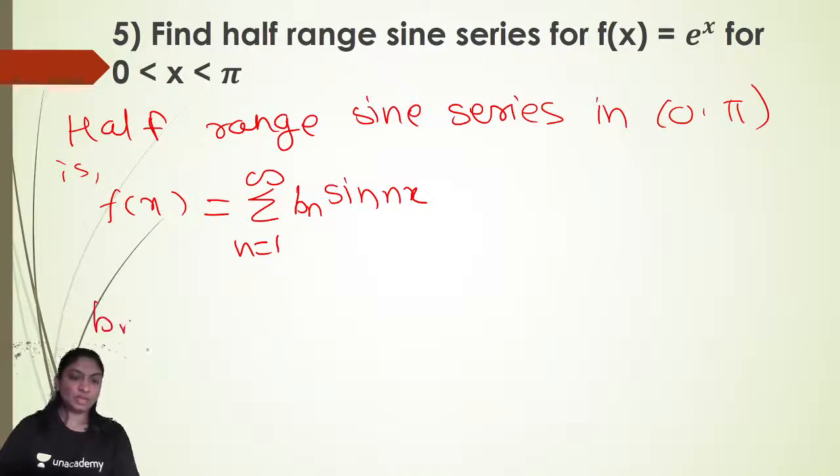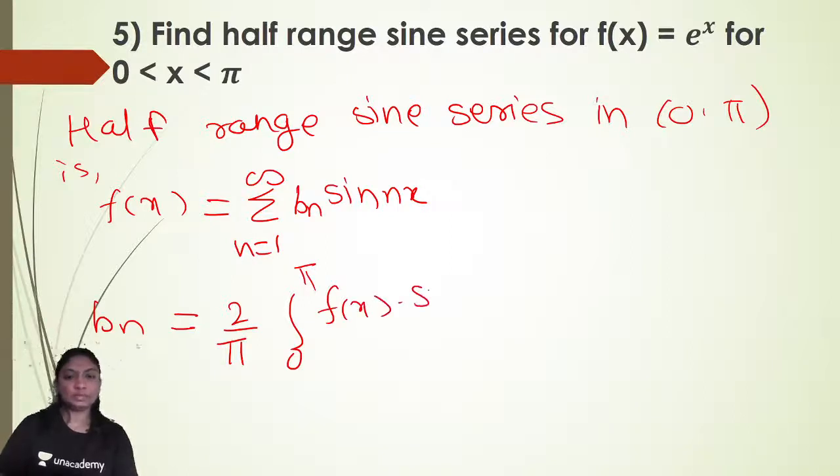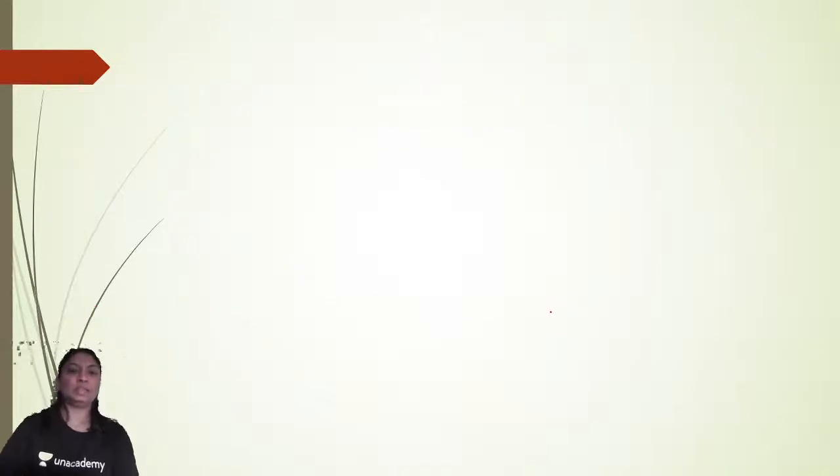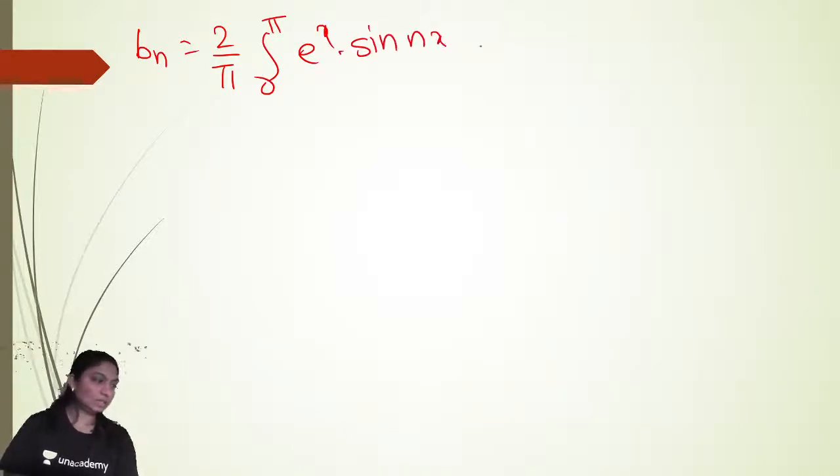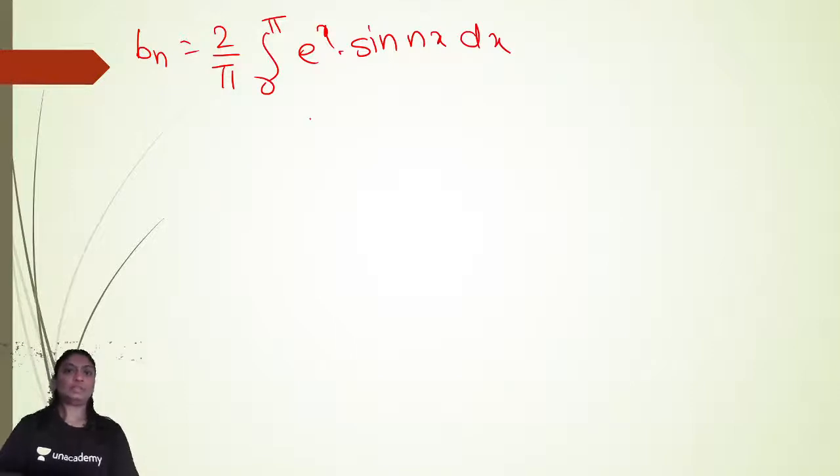So bn is equal to 2 by pi integral from 0 to pi f of x into sin nx dx. Here f of x is e raised to x, so bn is equal to 2 by pi integral from 0 to pi e raised to x into sin nx dx. Right? So now see, here the integral is e raised to x into sin nx.